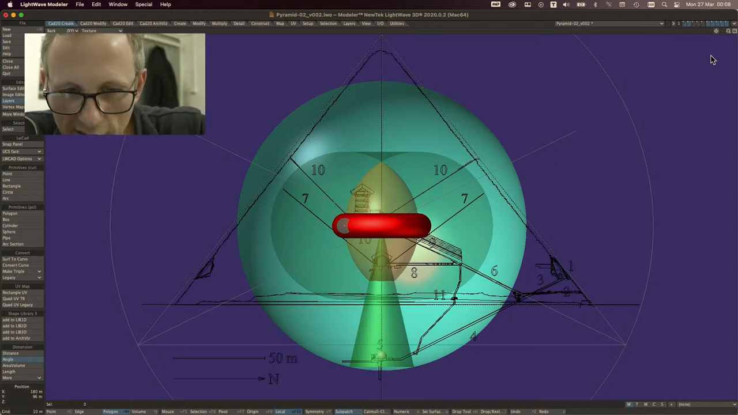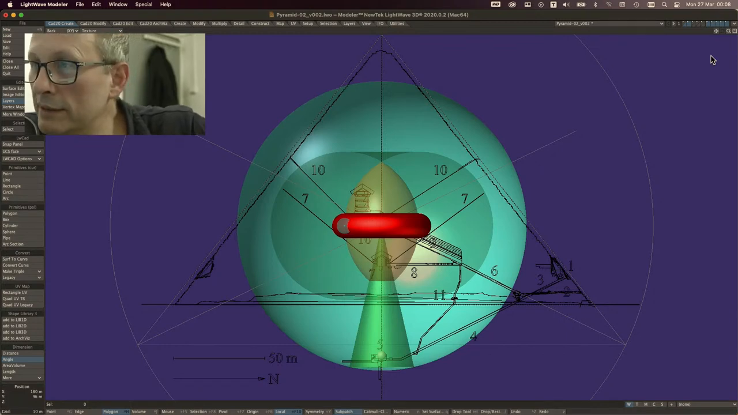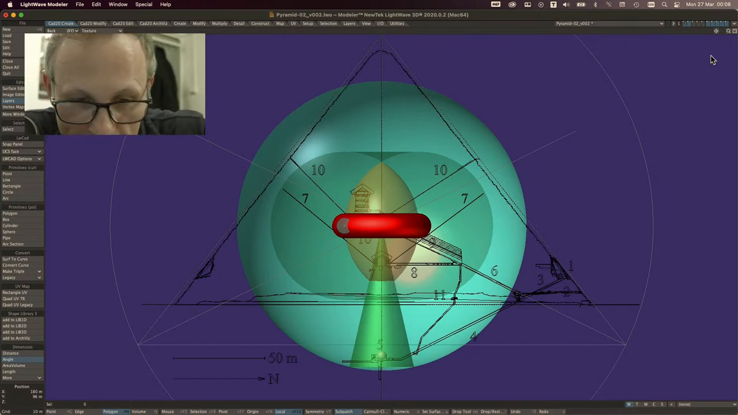So, how did they illuminate the inside of the Great Pyramid? Possibly with very, very little handheld pyramids. With some of the material in there, I don't know.